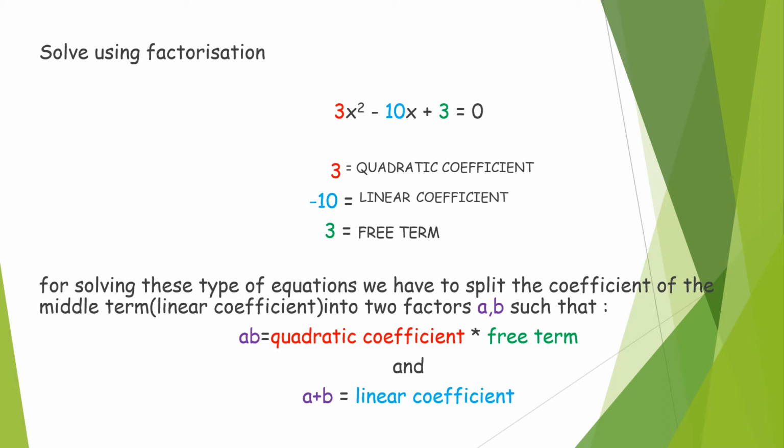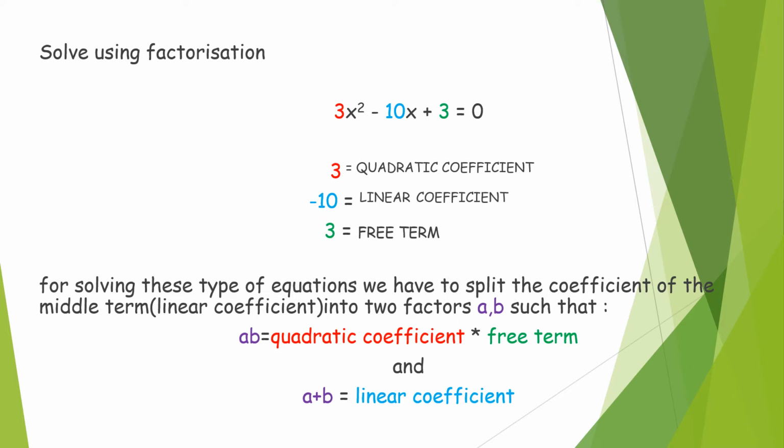For solving such type of equations, we have to split the coefficient of the middle term. The middle term is the linear term. So we have to split the linear coefficient into two parts. Let them be a and b such that a multiplied by b should give the quadratic coefficient times the free term. That is, ab should be equal to the quadratic coefficient multiplied by the free term.